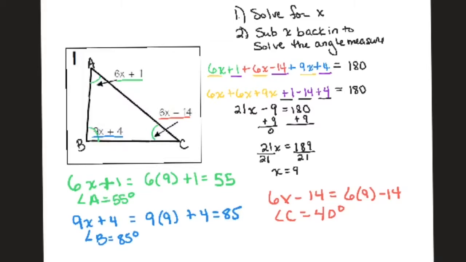So how can we know for sure that we haven't made a mistake along the way? Well, because the triangle sum theorem says that the measure of all 3 inside degrees must equal 180. And if you add 85 plus 55 plus 40 into your calculator, you will see that you came out with 180 degrees.